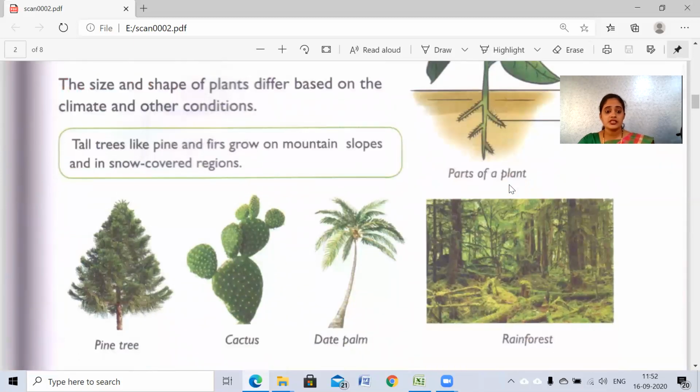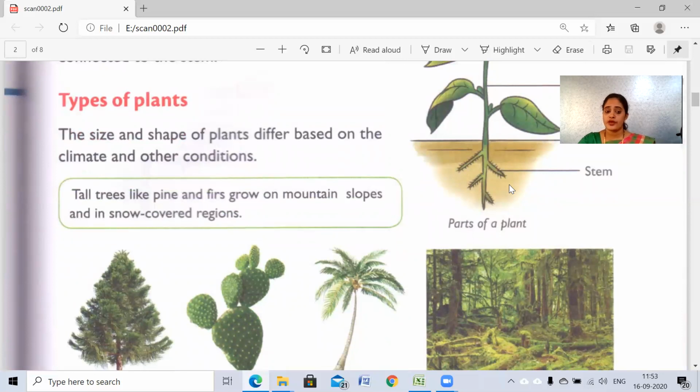By seeing the plants, we can see different types of plants. Some plants are small, some plants are big. The size and shape will vary. Is it no? So some of them are small plants like herbs, shrubs, climbers, creepers. The big ones are trees. Is it no? The size and the shape of the plants differ. How do they differ? Depending upon the climate and other conditions.